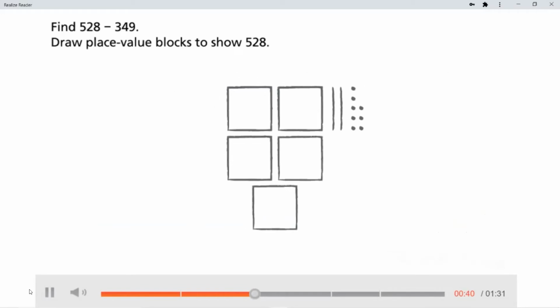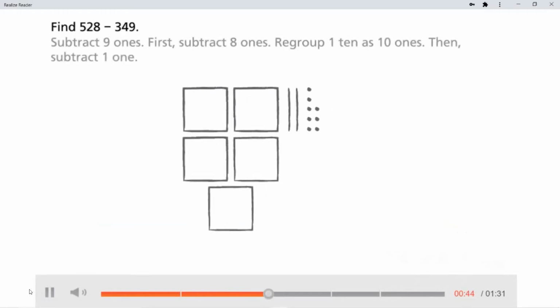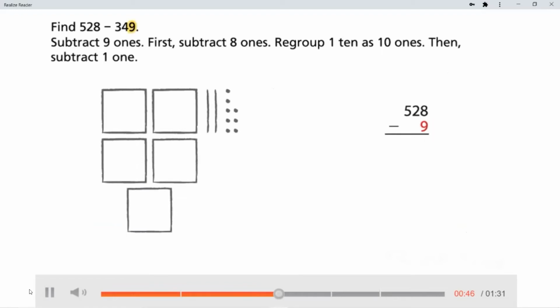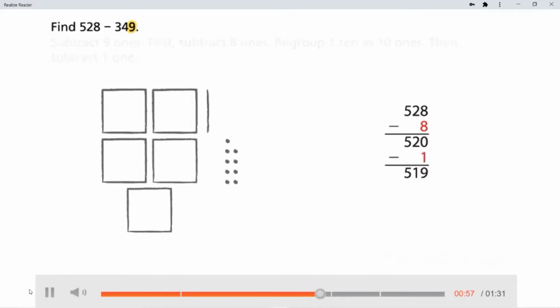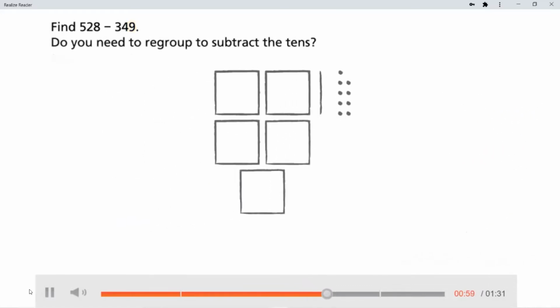Draw place value blocks to show 528. Subtract 9 ones. First, subtract 8 ones. Regroup 1 ten as 10 ones. Then subtract 1 one. Do you need to regroup to subtract the tens? Select your answer.